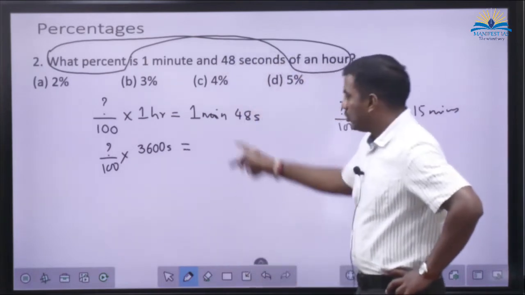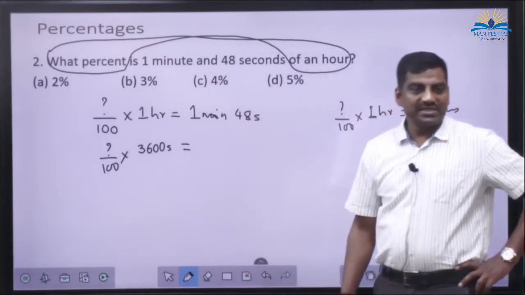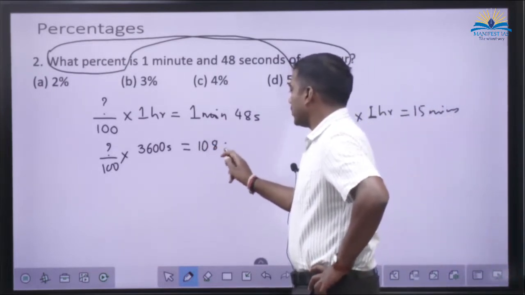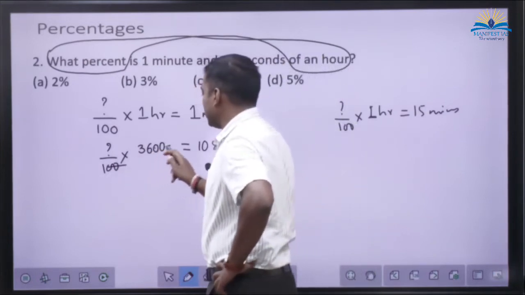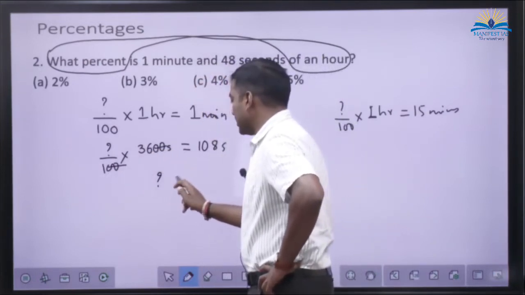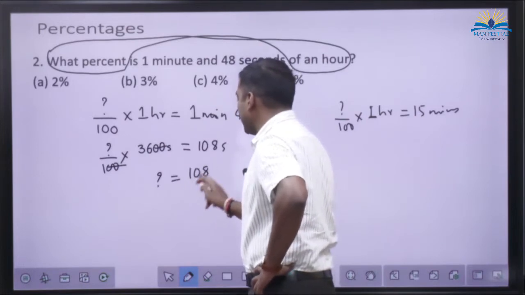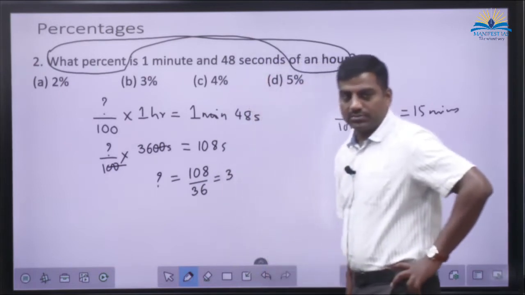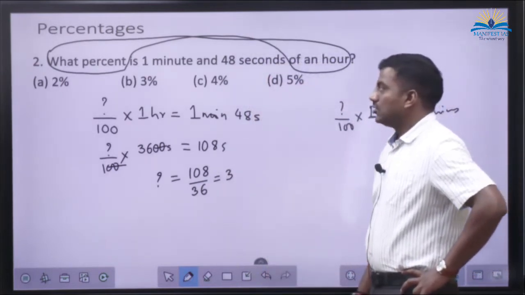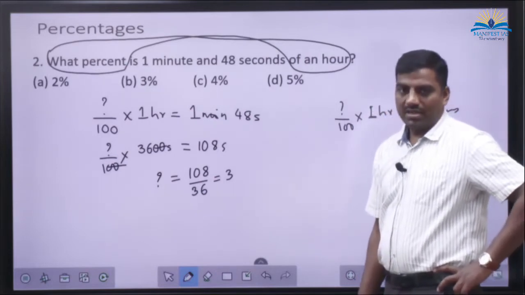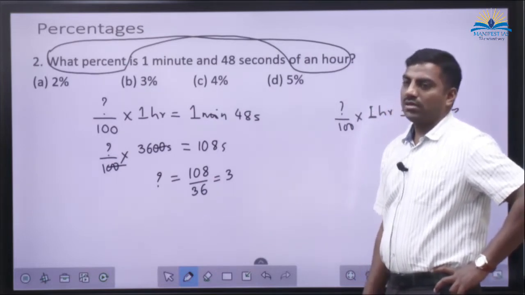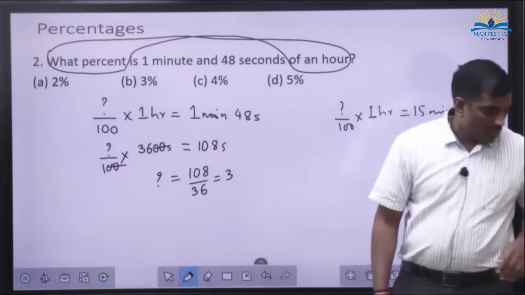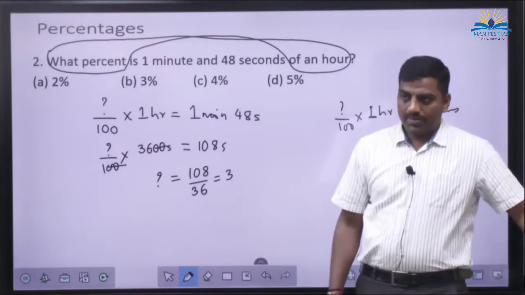Then what should you write here? 1 minute is 60 seconds plus 48 seconds. How many? 108. So the zeros get cancelled. So this question mark is equal to 108 divided by 36, which is equal to 3%. So 3% of an hour is equal to what? 1 minute 48 seconds.